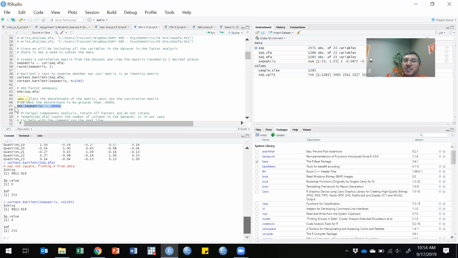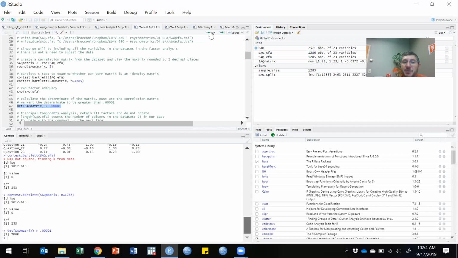The determinant ranges between 1 and 0. If it's 1, it's saying all the variables are unrelated to each other. And if it's 0, it's saying that it's a singular matrix. So we want our variables to be correlated, but not too highly correlated. The general rule of thumb is we want our determinant to be greater than 0.00001. We could run this, and we see down here, we said that that's true. So that's a good thing.